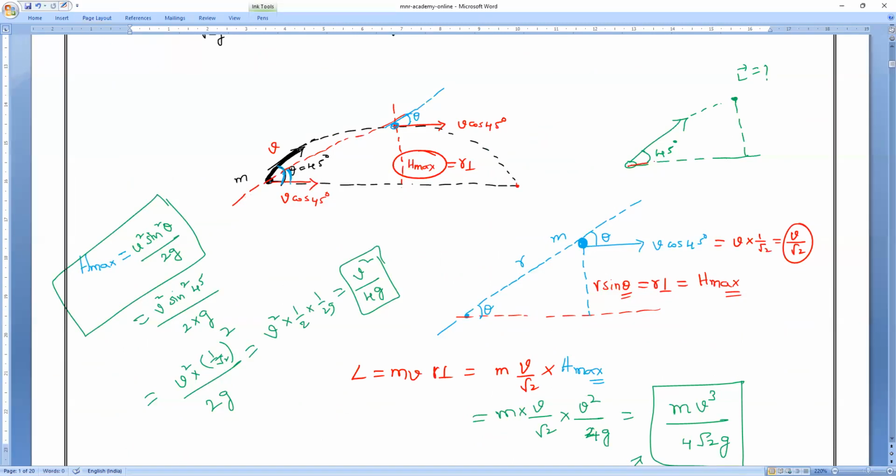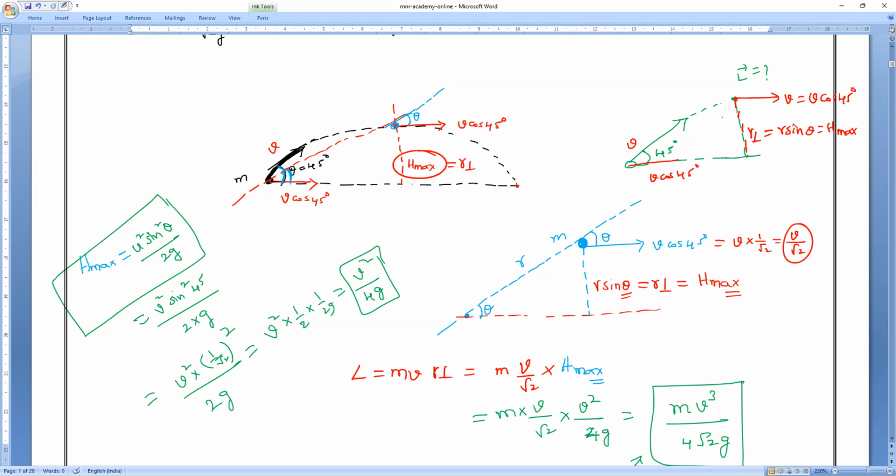So we all know that it is projected at 45 degrees with velocity v. So this will become v cos 45. Horizontal velocity remains constant in projectile motion. Now the maximum height attained is r perpendicular, which is equal to r sin theta, which is equal to h maximum.